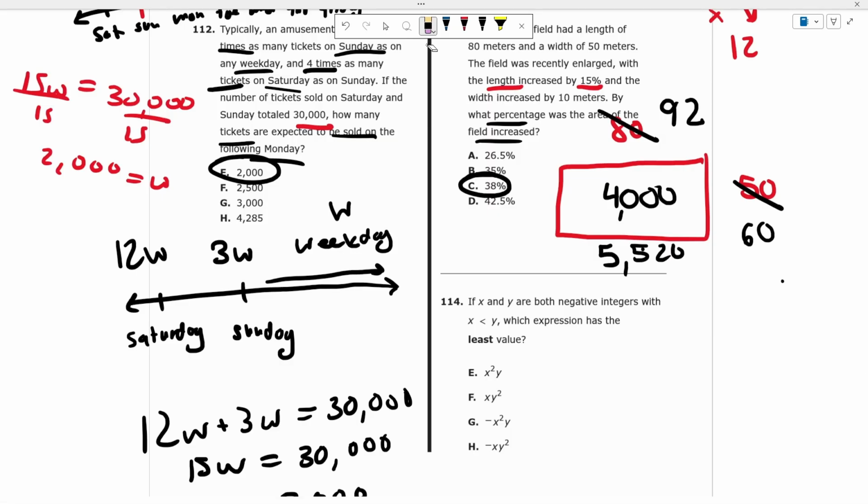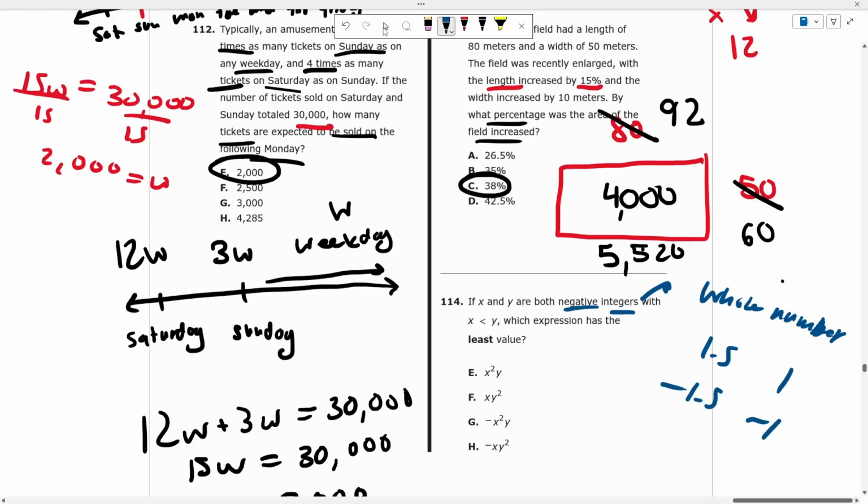Number 114 says that if x and y are both negative integers, so an integer is going to be a whole number. So it's not 1.5, not negative 1.5. It's either 1 or negative 1, okay? So there's no decimal associated with it.